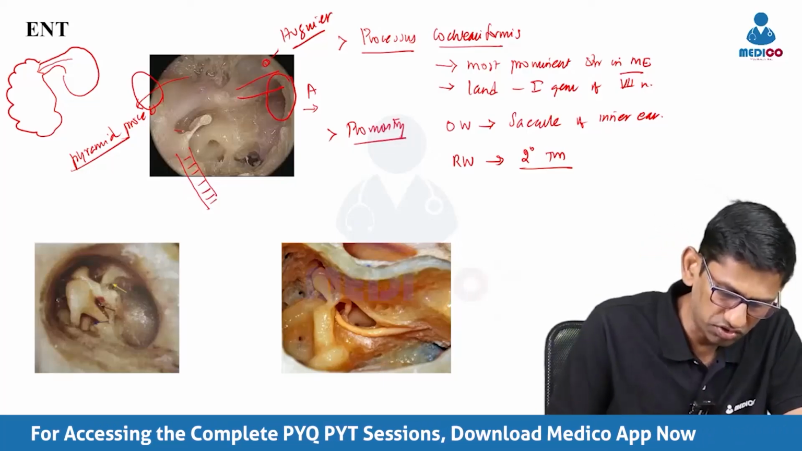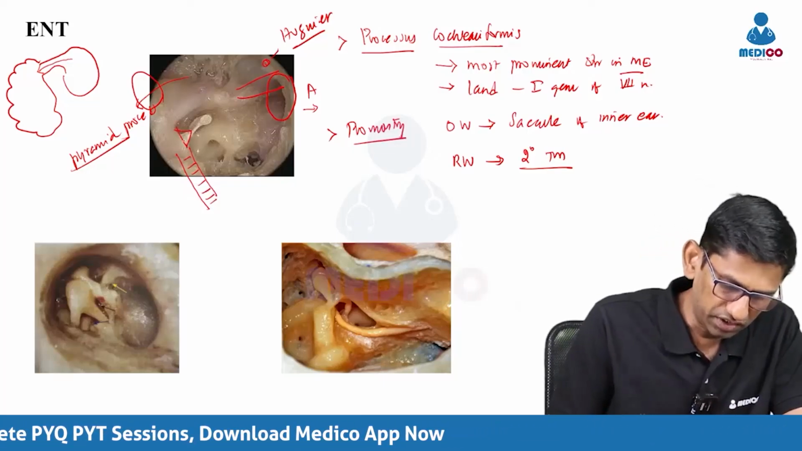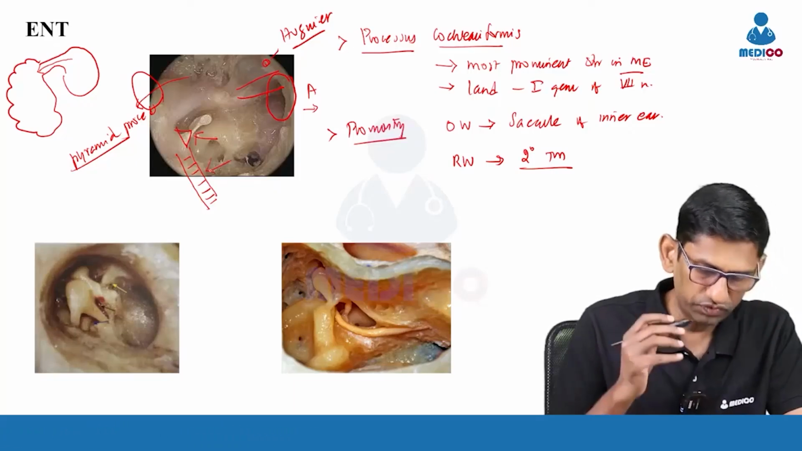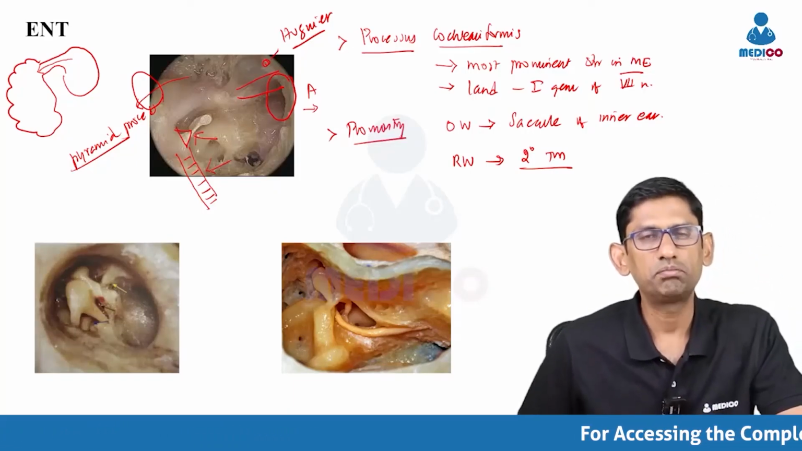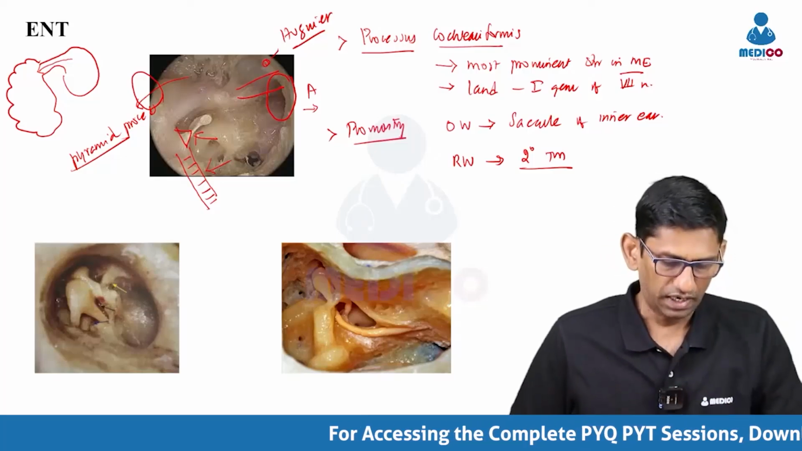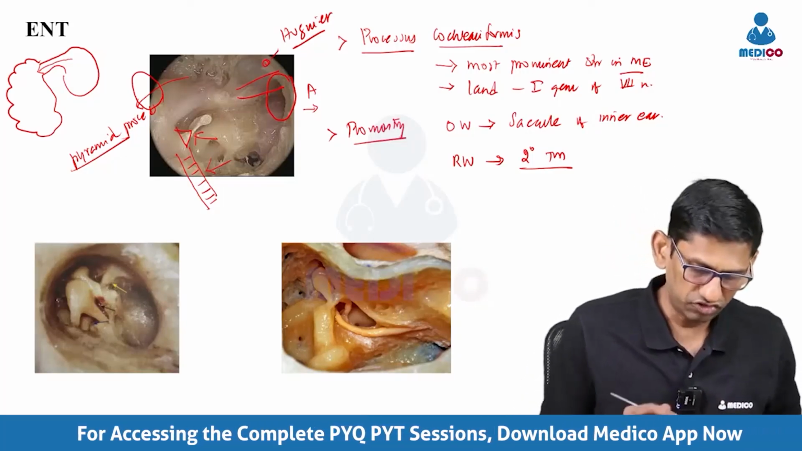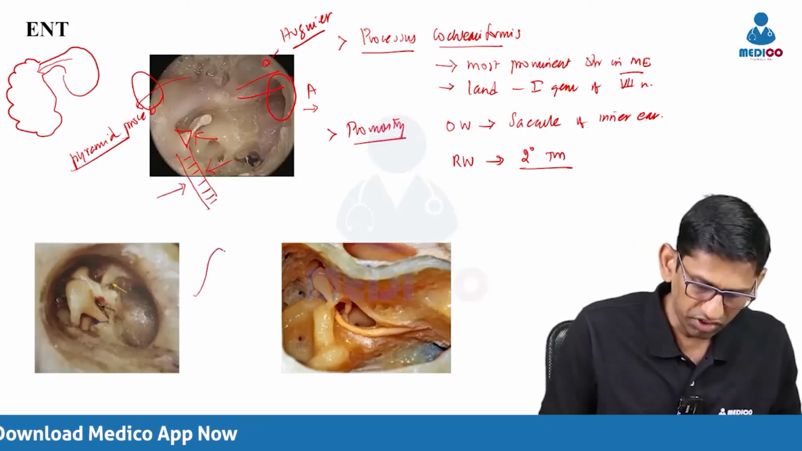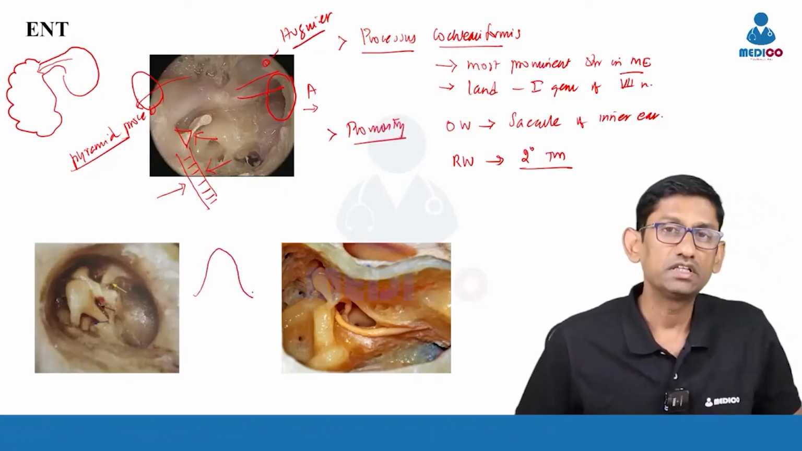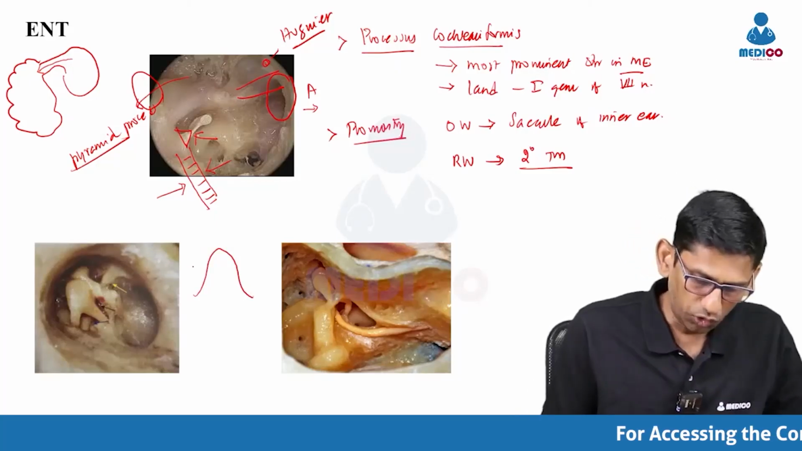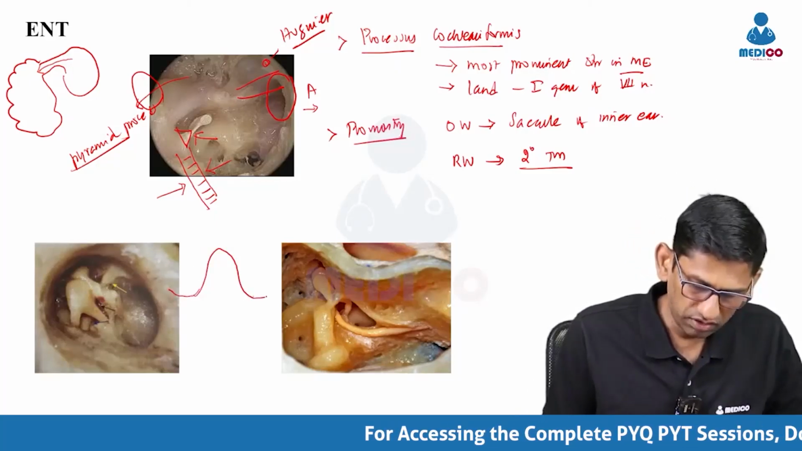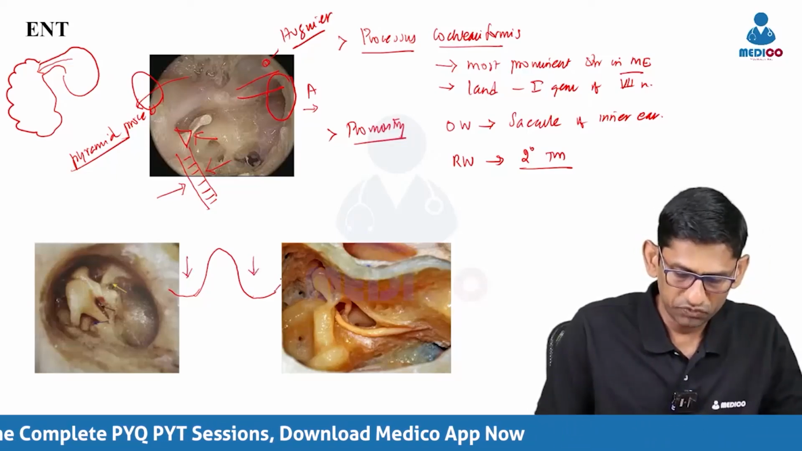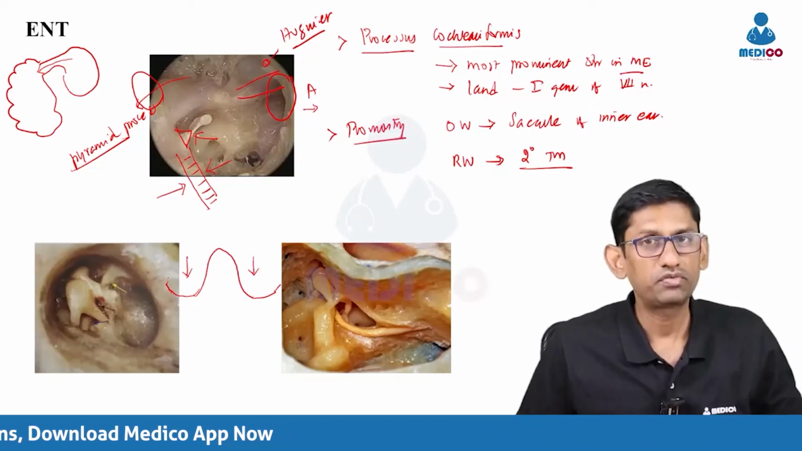So these three structures, again: aditus, pyramidal process, and the vertical part of the facial nerve. These are the three important structures in the posterior wall. And I always tell the students, this vertical part of the facial nerve is like a mountain ridge passing in the posterior wall of the middle ear. And obviously, if there is a mountain, on either side of the mountain, two valleys will be present.